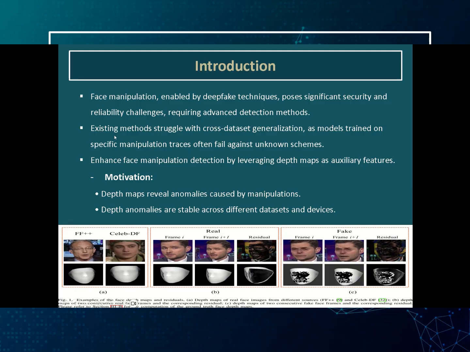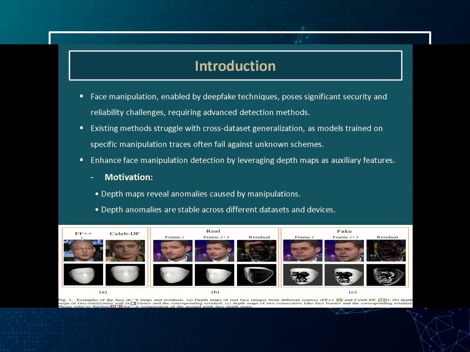Nowadays, existing methods struggle with generalization between different datasets. And also, the available methods were not considering auxiliary feature information, by adding it in convolution networks for face manipulation techniques. So the main motivation for their paper came from this figure.